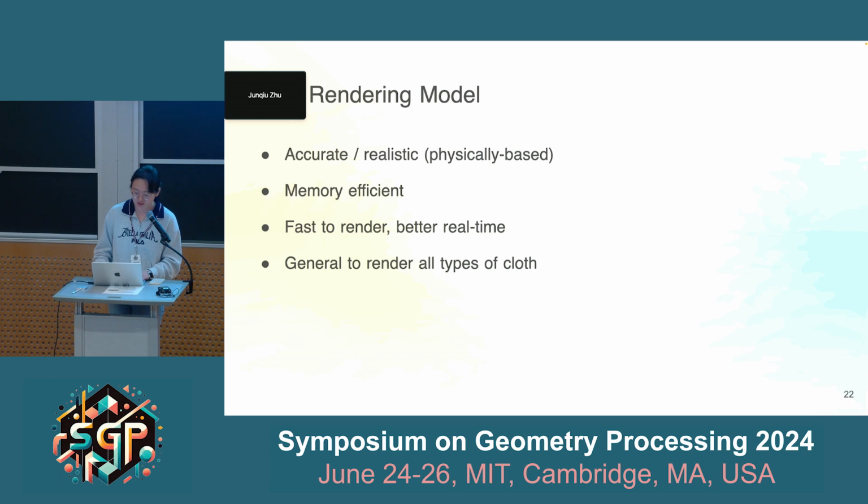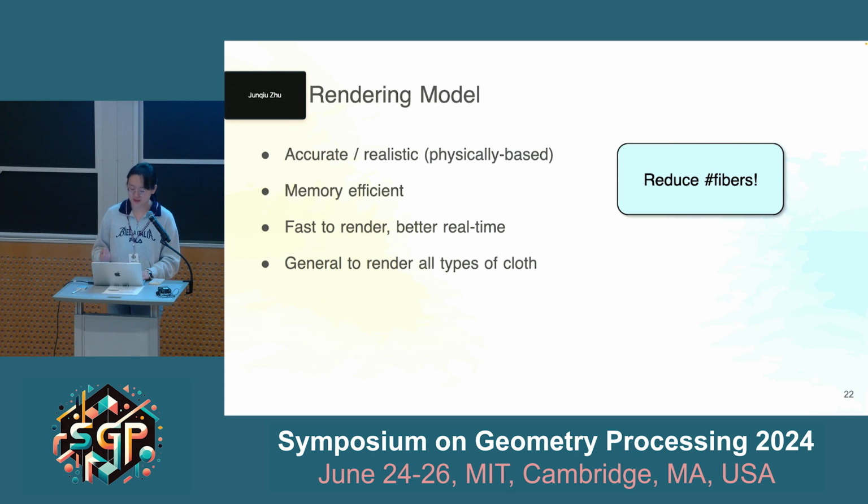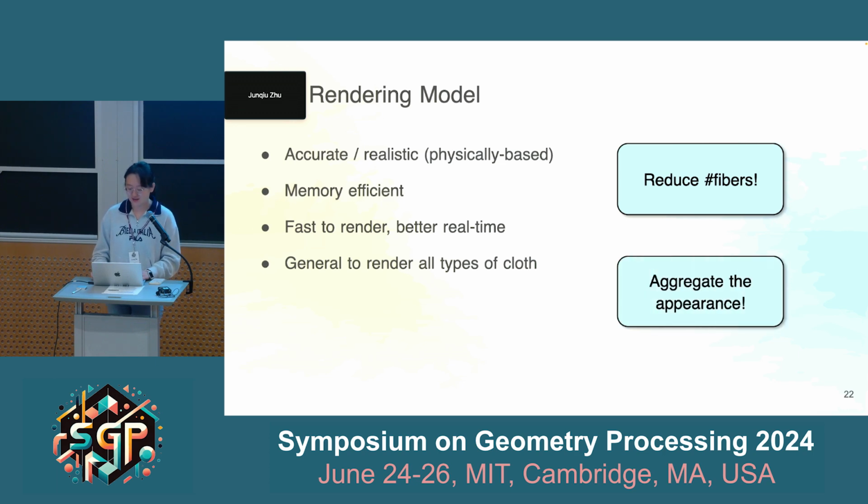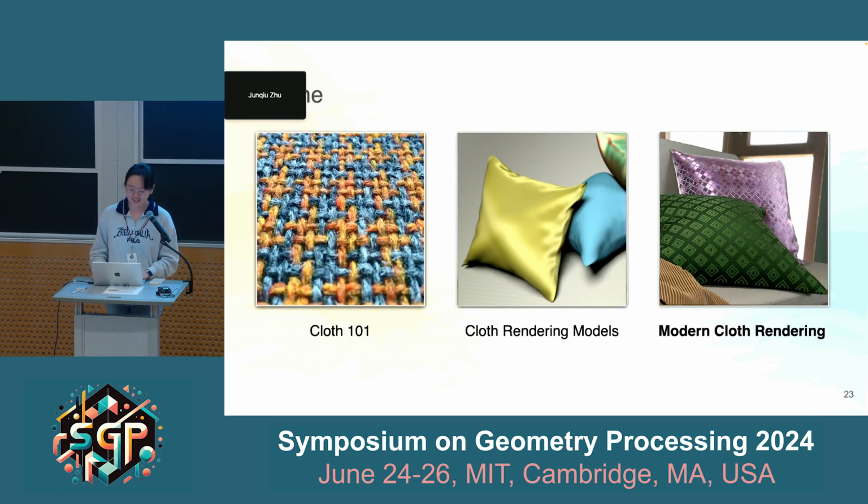So how can we achieve this? Based on our analysis, the difficulty of cloth rendering derives from the complex geometry. The first step is to reduce the number of fibers. This is key to solving the memory and performance problems. And second, while reducing the number of fibers, we want to maintain the realistic appearance, which requires us to aggregate the fibers. In the recent 5 years, modern cloth rendering methods have been proposed to solve the problem of realism and efficiency based on the concept of appearance aggregation.